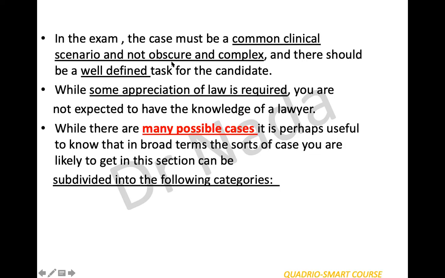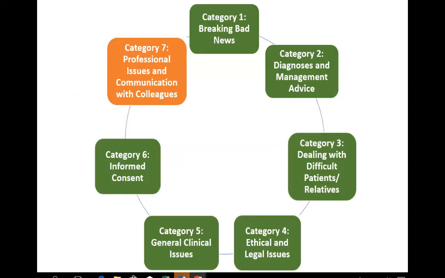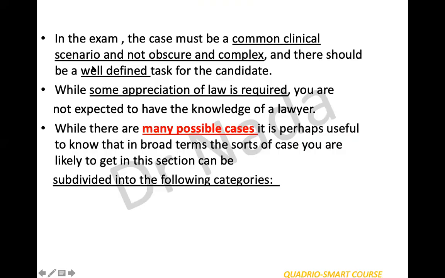All right, the case must be a common clinical scenario. It's not going to be obscure and complex. It's going to be something common and general, because it's not your knowledge which is going to be tested here as much as your communication skills and your knowledge about ethics and legal issues. Every one of you knows the basics about it, and there should be a well-defined task. A well-defined task will be given to you.